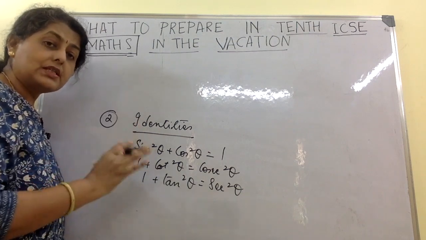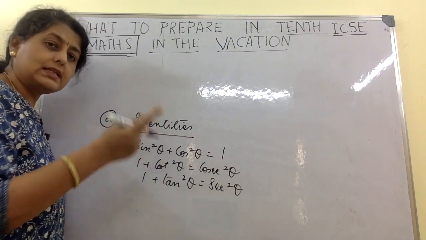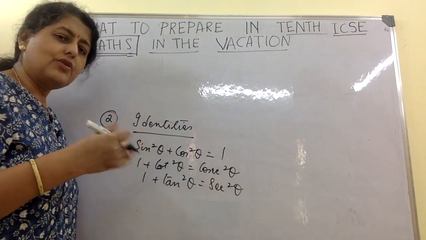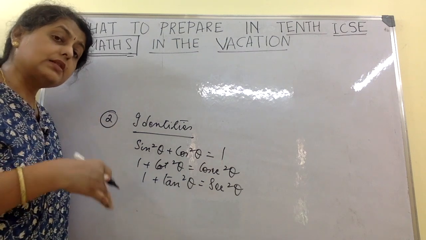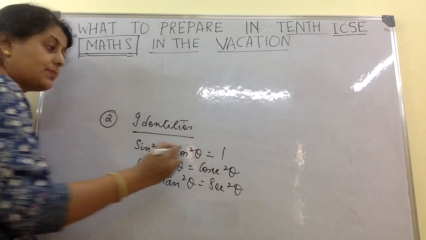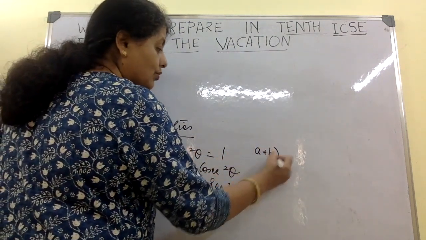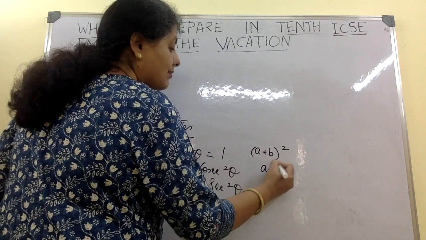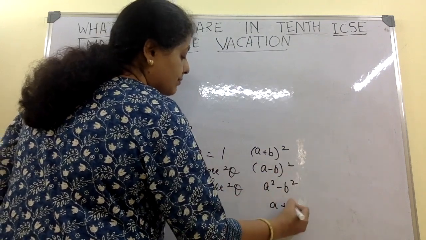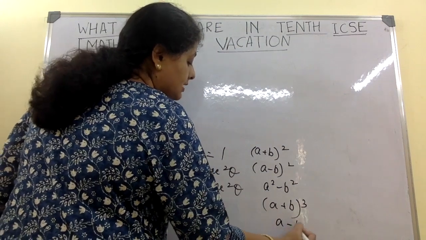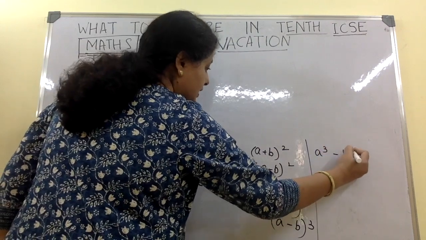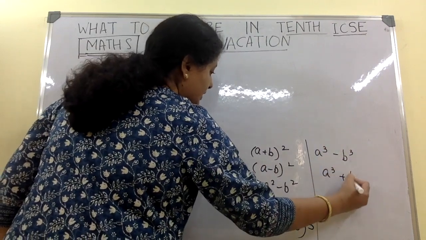Apart from this you need to know that sine by cos is tan. You need to know all this, sine by cos is tan and all the other such formulae. Not just that, you are also expected to know your algebraic identities: a plus b whole square, a minus b whole square, a square minus b square, a plus b whole cube, a minus b whole cube, a cube minus b cube, and a cube plus b cube.